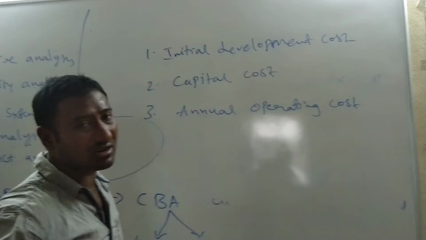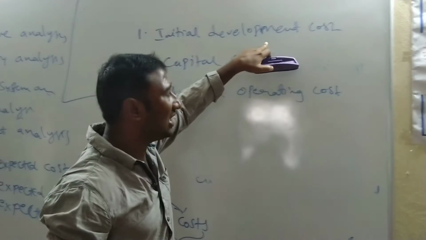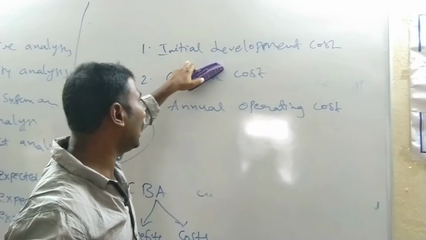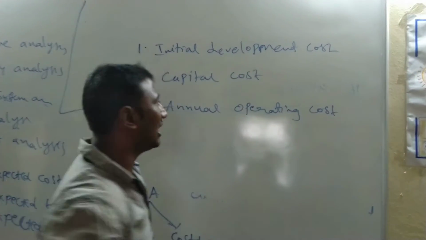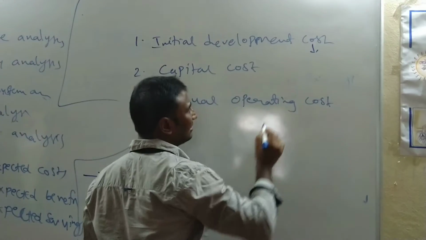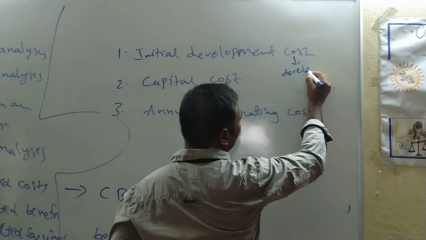So initial development cost is nothing but the cost of developing an information system. This is called initial development cost.